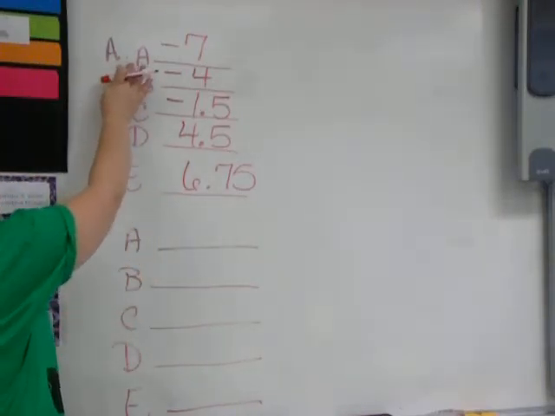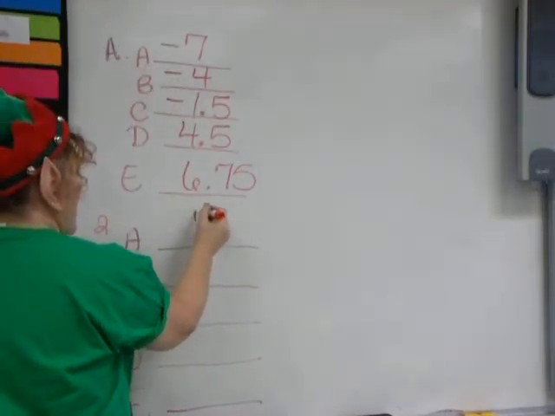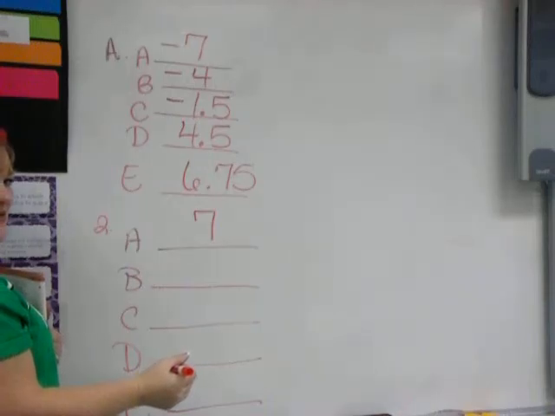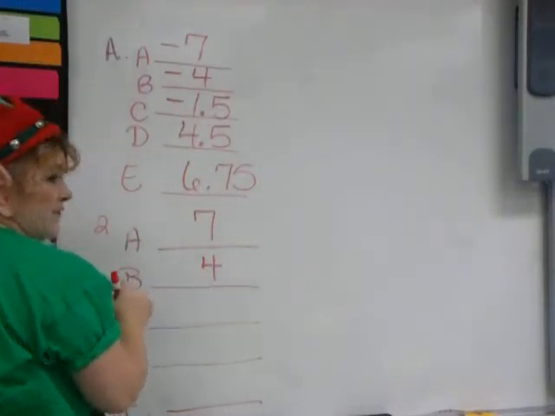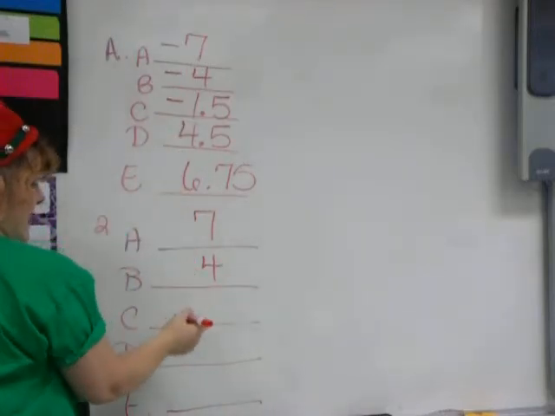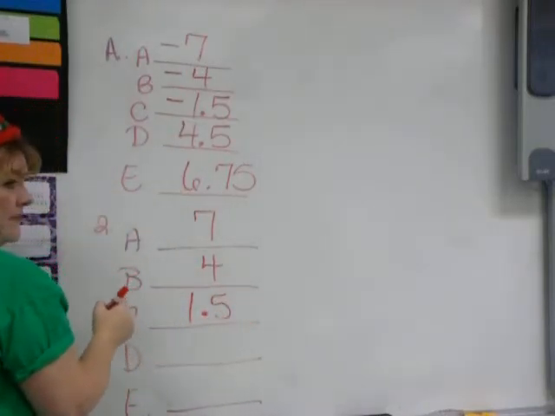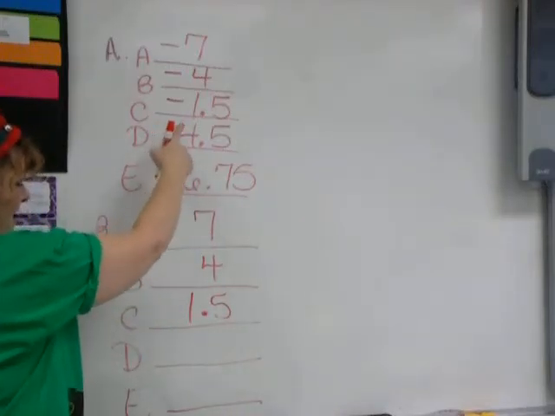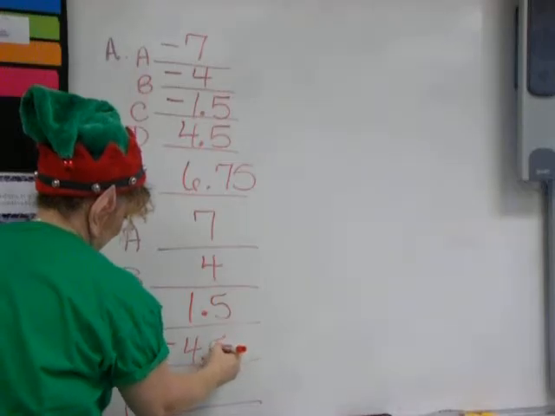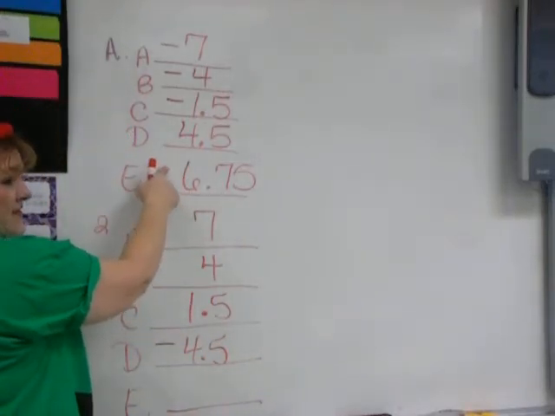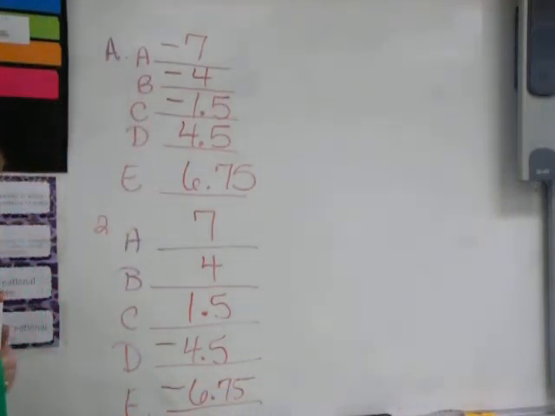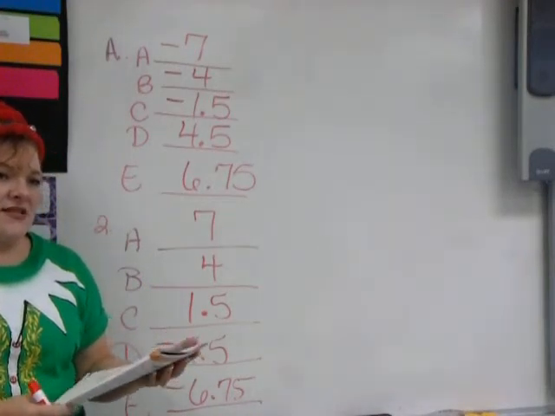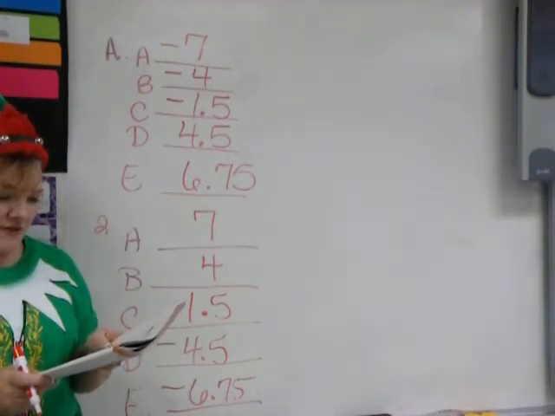Number 2 wants you to now state the opposites of these numbers. So if A was a -7, what's the opposite of -7? +7. We're just changing the sign. -4, a +4. -1 1/2, +1 1/2. +4 1/2, -4 1/2. +6.75, -6.75. So we were just stating the opposite. Same distance from 0, opposite direction.